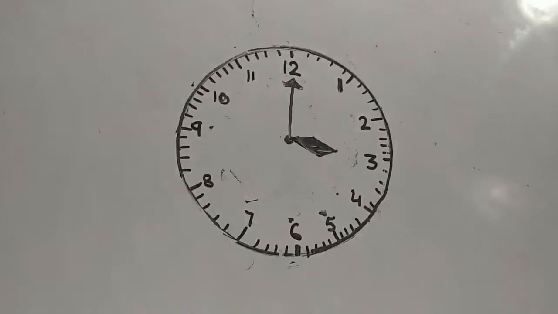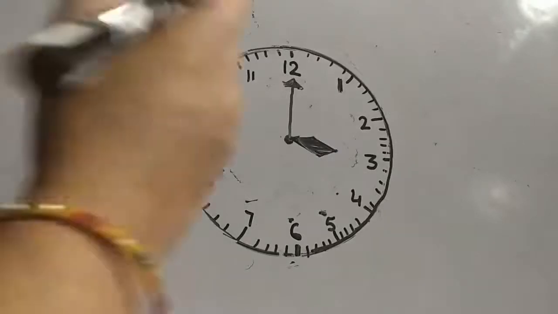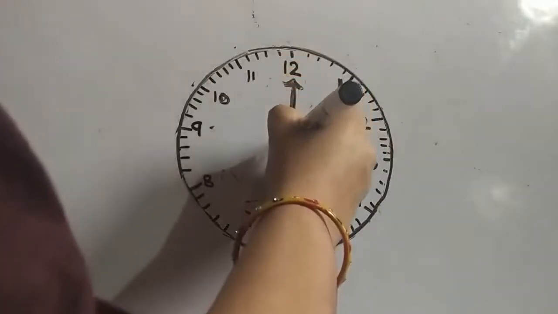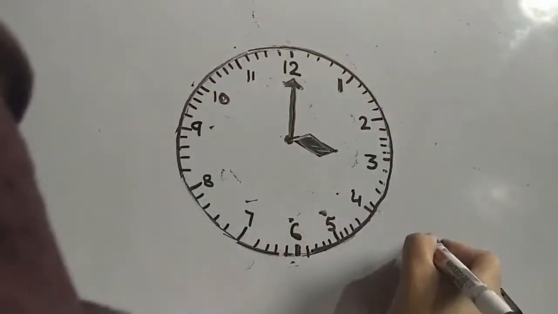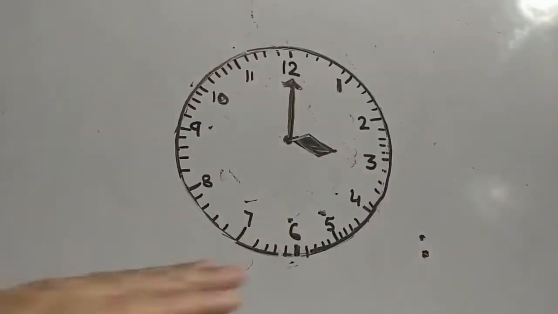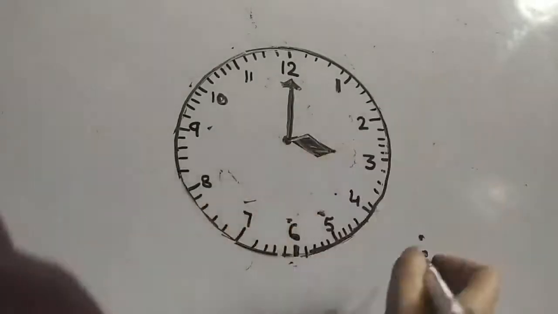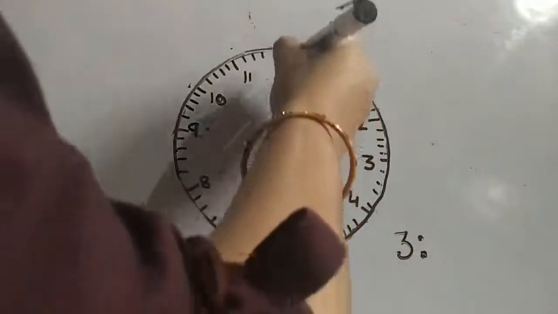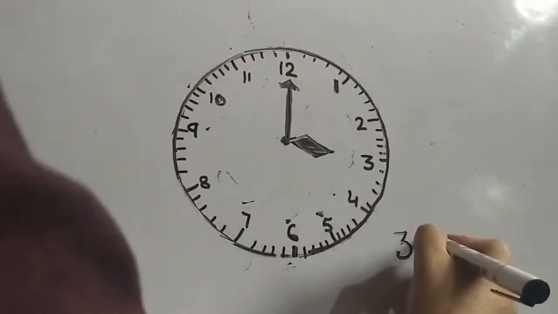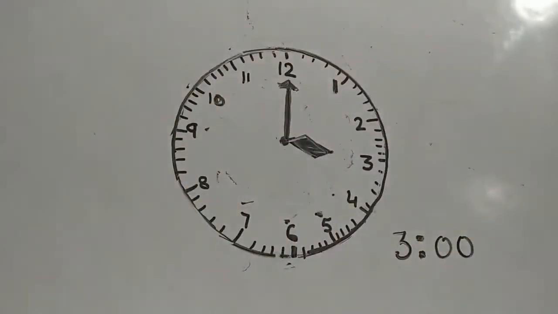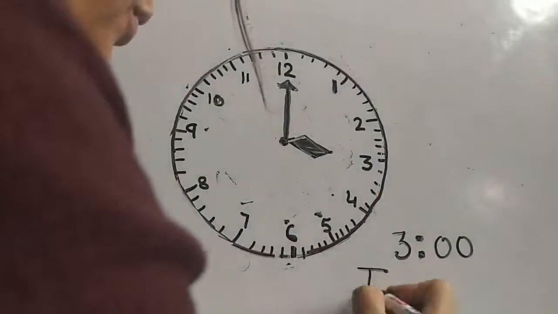Now let us see how to write the time. This is the hour hand and this is the minute hand. So this sign is called colon. Before this sign we write the hour. Because our hour hand is in 3, we'll write 3 here, and the minute hand is in 12. As I told you, when our minute hand is in 12, we write 00. So we'll read it as 3 o'clock.